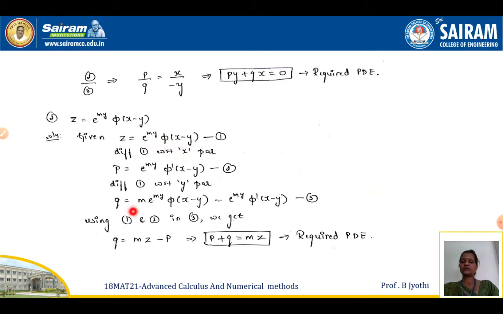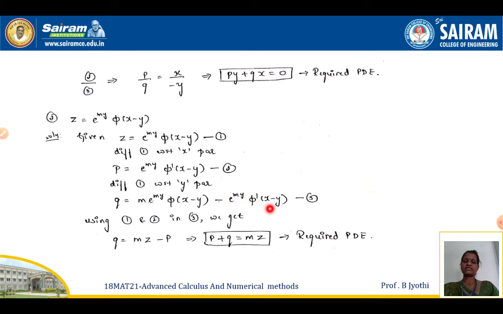Therefore, q is equal to, the product rule will be applied. That is m into e power my, because when we differentiate e power my we get m into e power my. Phi of x minus y is kept as it is, minus e power my is kept as it is.